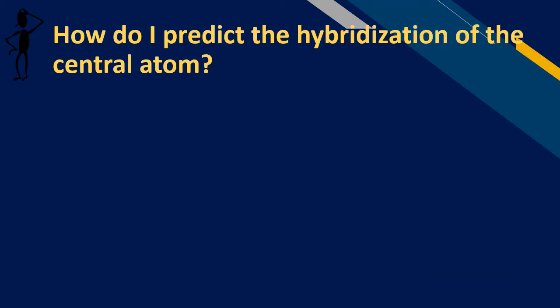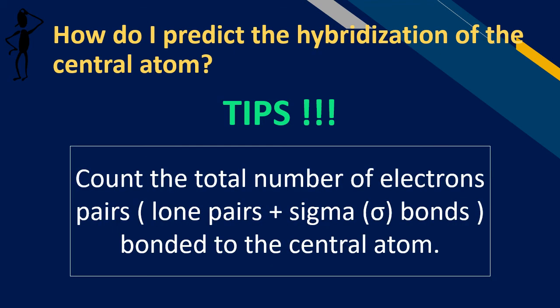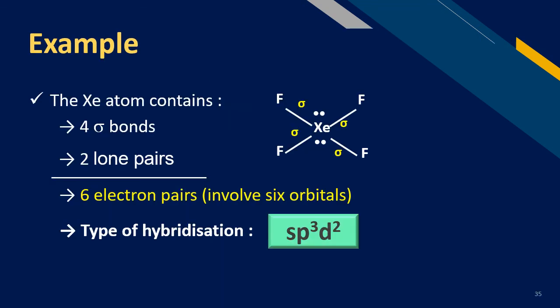How can we predict the hybridization of a central atom? Here are some tips. Count the total number of electron pairs, including the lone pairs and the sigma bonds bonded to the central atom. For example, the xenon atom in the xenon tetrafluoride molecule. In this molecule, the xenon atom contains 4 sigma bonds and 2 lone pairs. That gives 6 electron pairs. All the electron pairs are arranged in 6 orbitals of octahedral shape. Thus, the type of hybridization of this atom is sp³d².